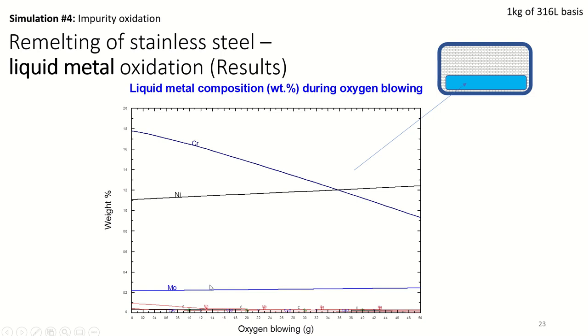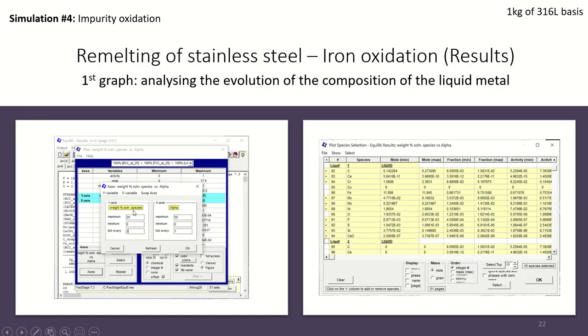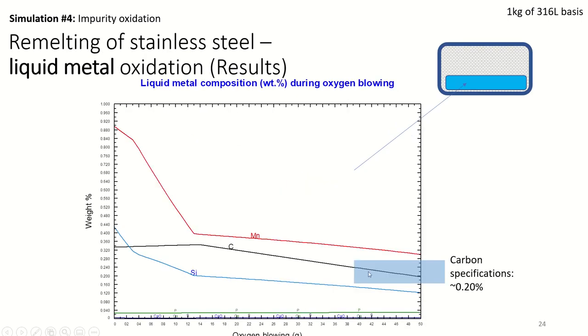So as we can see, the bottom of the graph is a little bit packed. So what we can do is go back to the plot window and change our maximum value. First I had 20, now I'm going to put 1, which gives me this graph, which is a lot more clear. We can see the oxidation of manganese, of carbon, and silicium. We can also see that the carbon has reached its specification of a stainless steel composition of 0.2%.